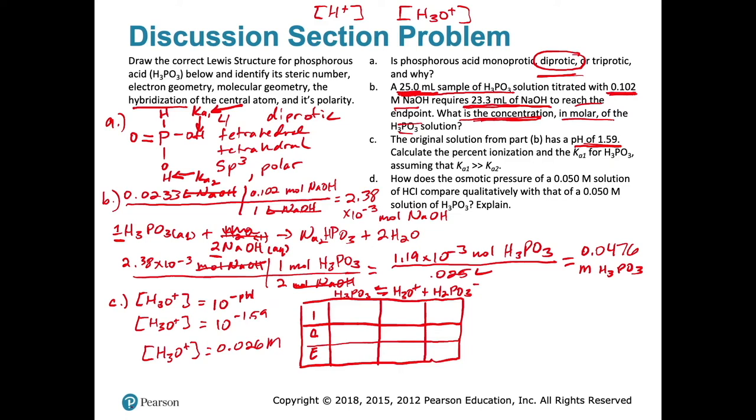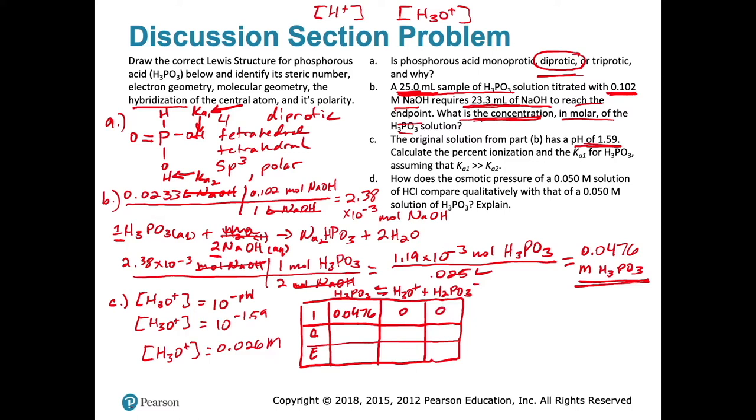All right, so luckily for us, we've already gone through and done a lot of this math in this ice table. Over here, the first one is the initial concentration of the phosphorus acid. We calculated it right there. That's 0.0476, or 475, close enough. And then we know that the initial for the hydronium ion, before any equilibrium occurs, is 0, and it's 0 for the conjugate base too.